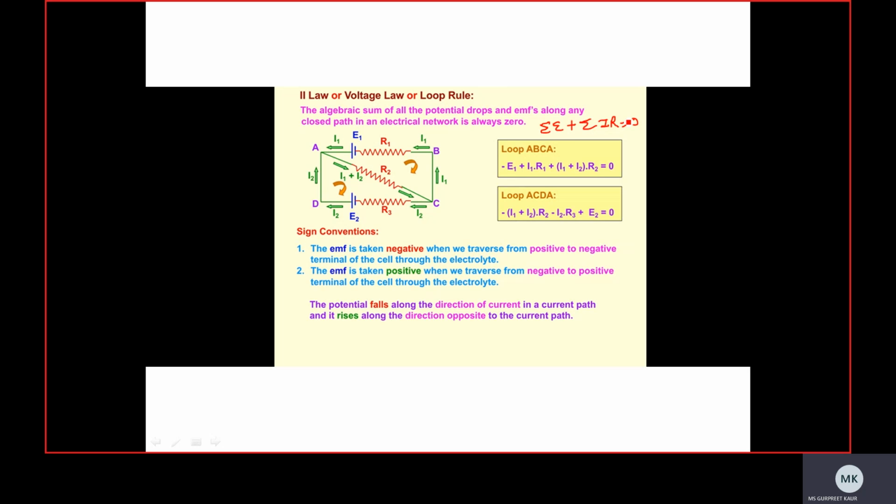That is, the sum of all the EMFs and potential drops along any closed path in an electrical network is always 0. First of all, let us understand what a closed path is. In this electrical network, you can take closed paths like this: A, B, C, A. It can be A, C, D, A. It can be A, B, C, D, A. A closed path means you can move either in the clockwise direction or in the anti-clockwise direction. It is your wish.